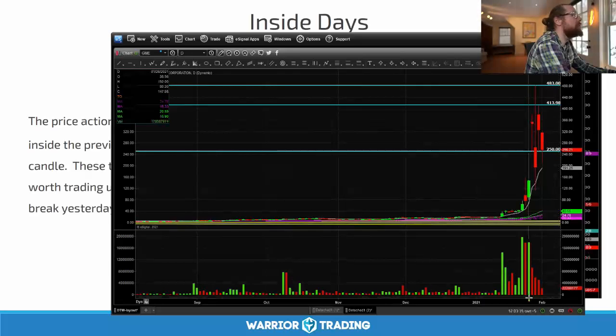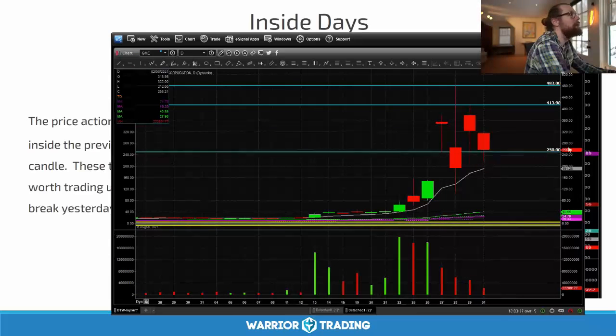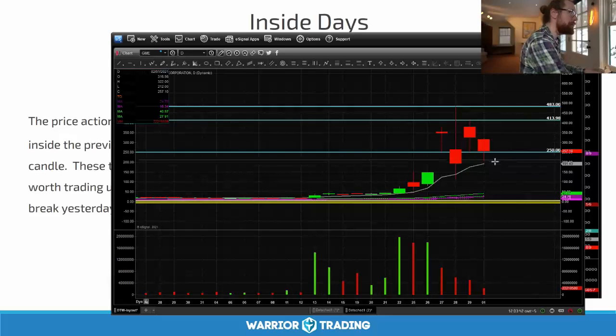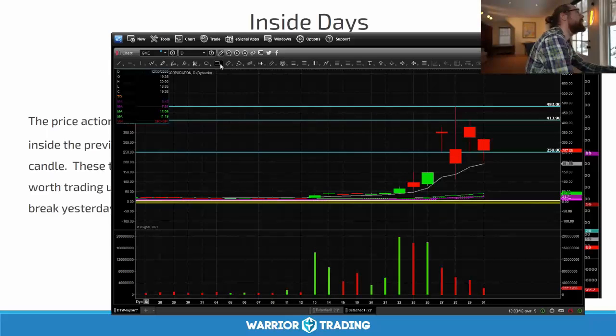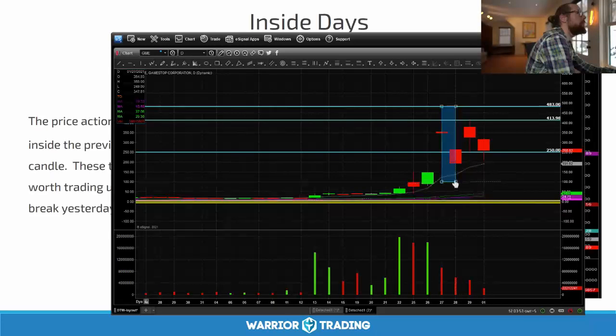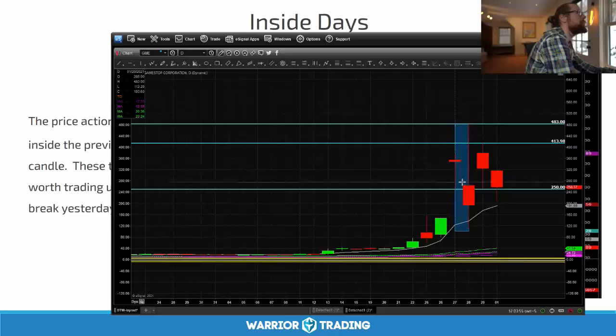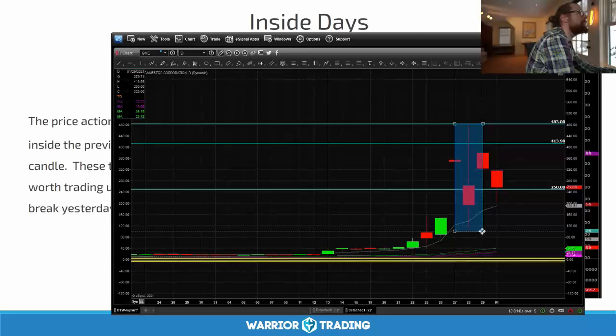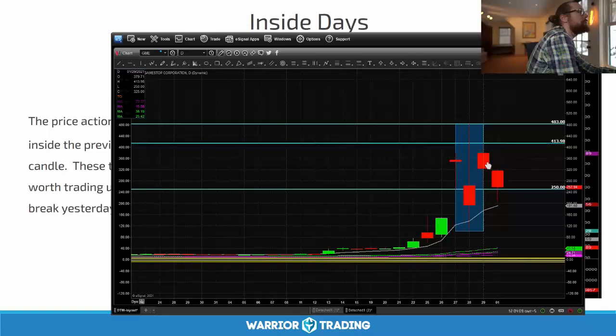GME today actually broke to the downside below 250, which I was concerned about. So today is not an inside day for GME. It did break the low. Friday was an inside day. It was inside the previous day's high and low. So I want to draw it right on this red candle. This was Thursday. The low was 112, the high was 483. And then Friday was an inside day because the price action was completely inside 483 and 112.